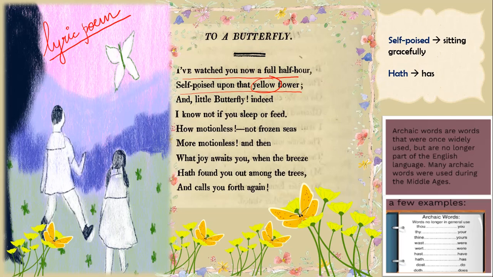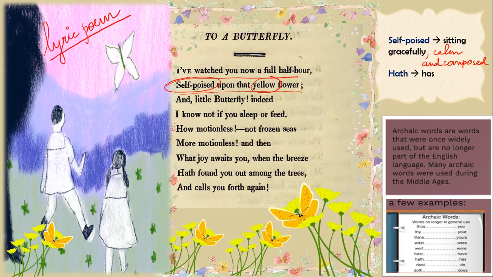Here, self poised means sitting gracefully. It means that the butterfly is very calm, very composed. Self poised means sitting gracefully and being very calm and composed. So the butterfly is very calm and composed.